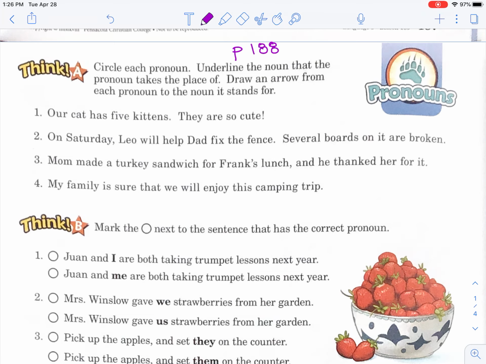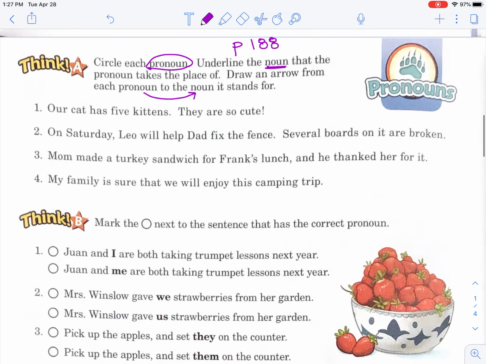Okay, so what does this page tell us to do? Let's read the instructions. It says circle each pronoun. Pronouns take the place of a noun. Then it says underline the noun that the pronoun takes place of. So which pronoun are they talking about? If I say he, am I talking about Cooper, or Sam, or Isaac, right? So what is the pronoun? What noun is it talking about? And then it says draw an arrow from each pronoun to the noun it stands for. So I marked up my instructions. Hopefully you did that with yours too.